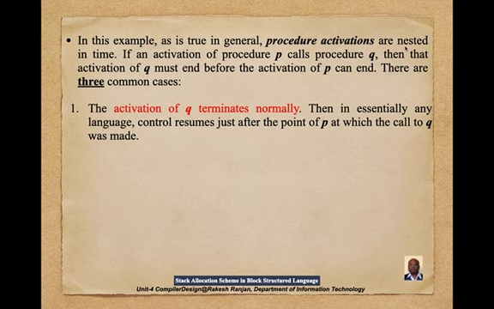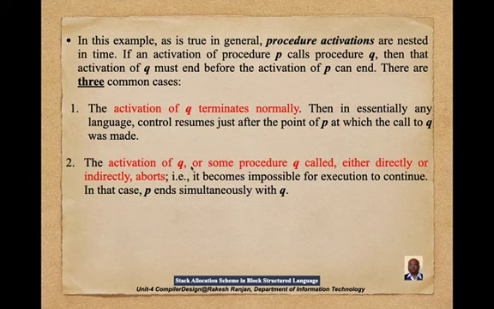In this example, the procedure activations are nested in time. If the activation of procedure P calls procedure Q, P for partition and Q for quicksort, then the activation of quicksort Q must end before the activation of partition P can end. So there are three common cases. The first case is that the activation of Q terminates normally. The second can be that the activation of Q, or some procedure Q calls either directly or indirectly, aborts, that is, it becomes impossible for the execution to continue. In this case P ends simultaneously with Q. What happens in this case?